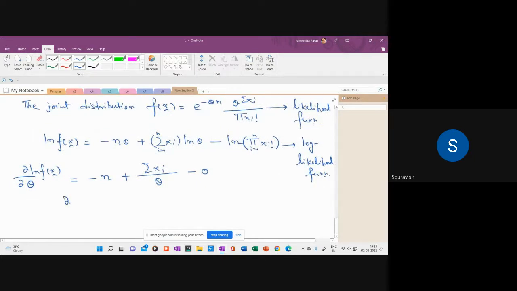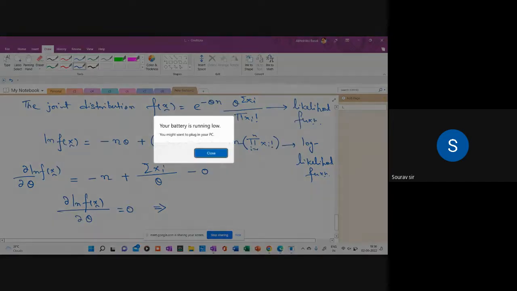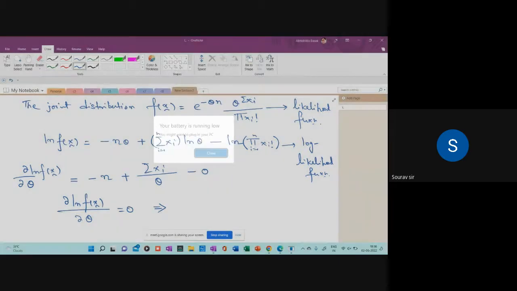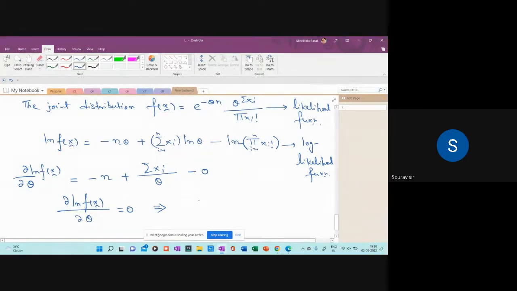Then we need to equate this log likelihood first derivative, partial derivative, with 0. It's the same as finding the maxima and minima which you have learned in your class 12. The method will be the same only if the range of the distribution does not contain the parameter. If the range of the distribution contains the parameter, then there will be a problem. Otherwise there is no problem. You can actually continue with the same method.